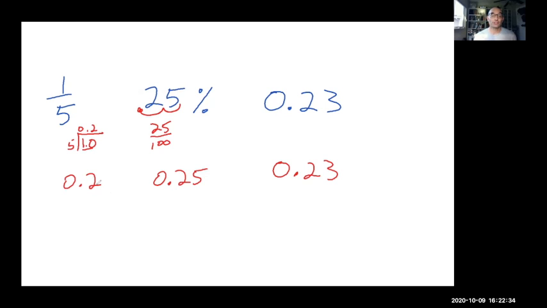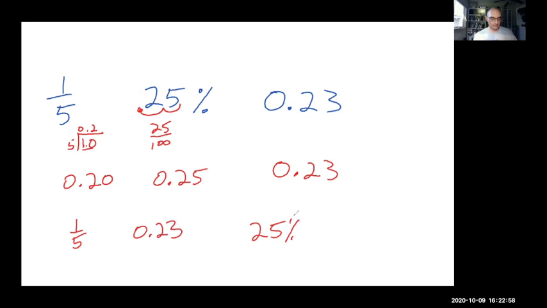Well, 0.2 is the same as 0.20. So now you can think of it as 20, 23, 25. So the smallest one would be 1/5, right, which is 0.20. So this is the smallest, 1/5. And then the next smallest one would be 0.23. And the biggest of these would be 25%.